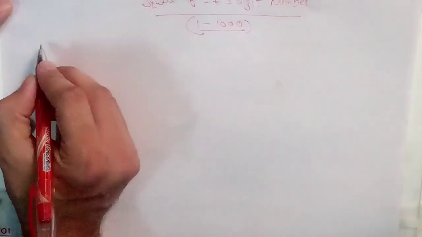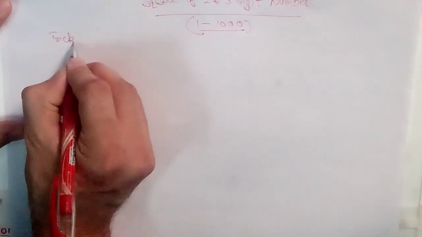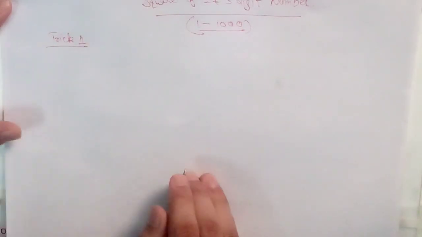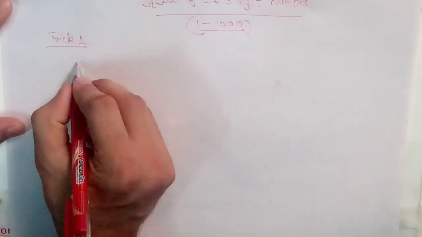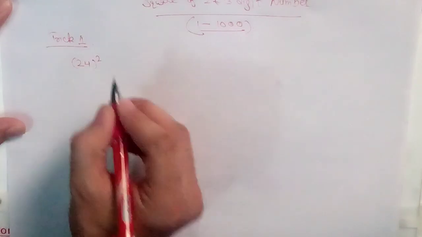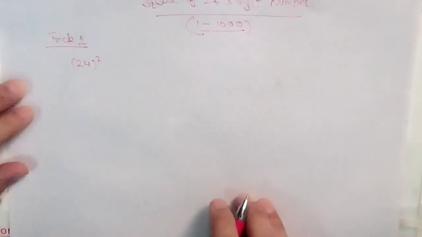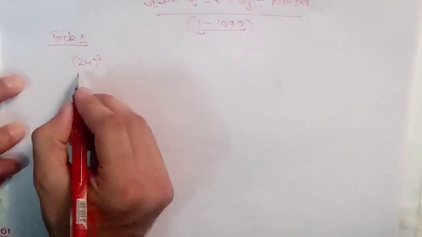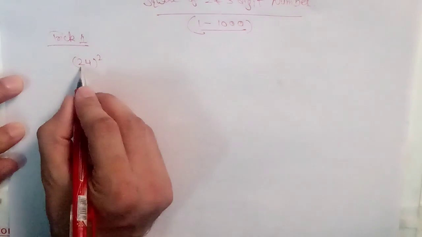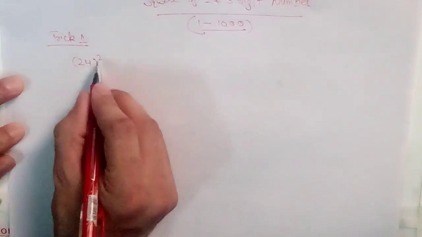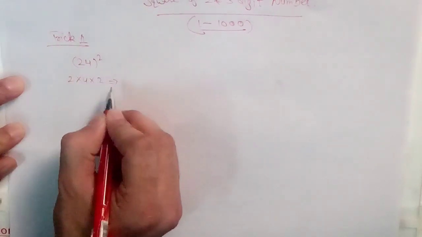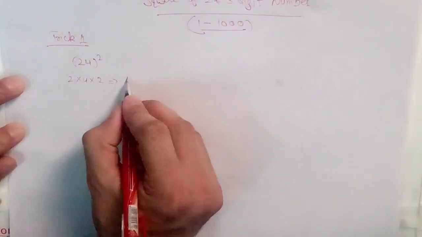So starting with the very first trick, let's suppose we have a two-digit number which is 24. Now we have to calculate the square of this 24. Okay, so the trick is you need to multiply these three terms: 2 into 4 into 2, which is 4, 8, 16.